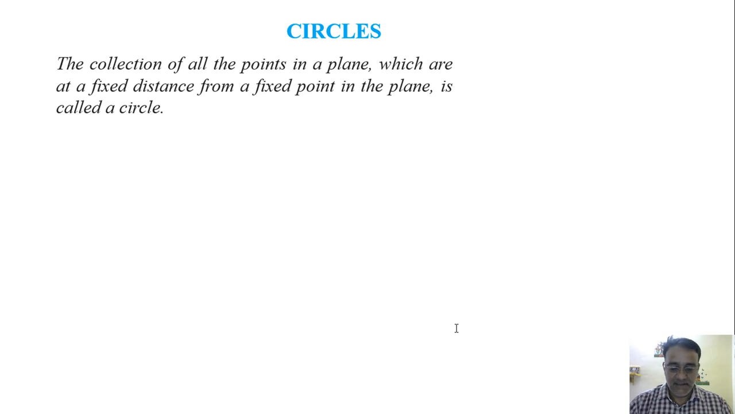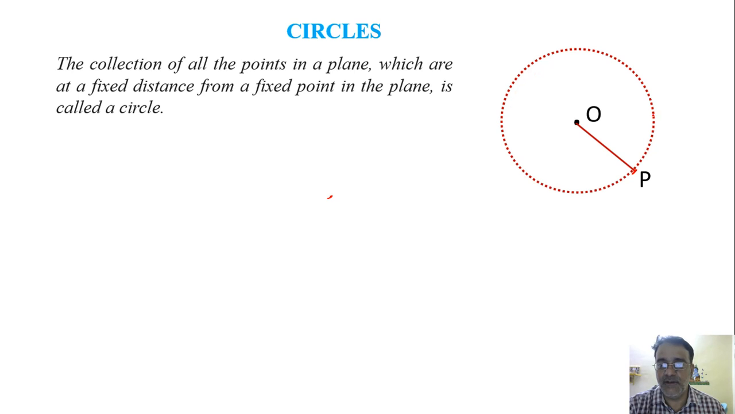The circle is the collection of all the points in a plane which are at a fixed distance. If we take a fixed distance, see this one, this is a fixed distance, and we are collecting all the points which are equidistant from this point. Now we are collecting all the points, so it will form the shape of a circle. A shape will form, that is called a circle. So the collection of all these points in a plane is called a circle.